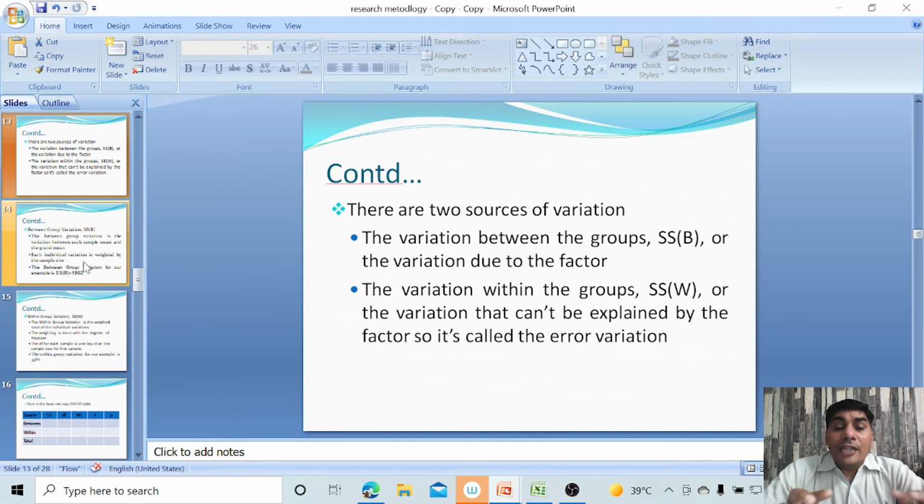How can we find these? There are two sources of variation. The variation between the groups, SSB, is also known as variation due to the factor. The variation within the group, SSW, is the variation that cannot be explained by the factor, so it is also called the error variation.